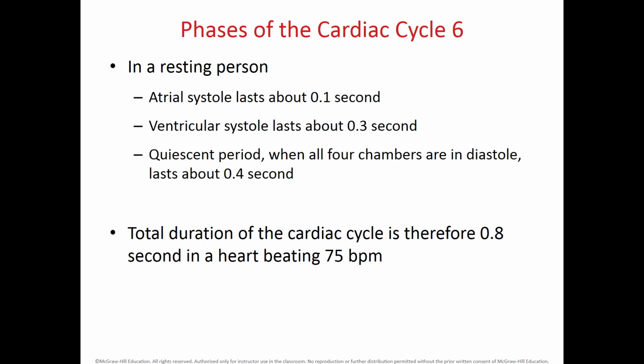Now, in a resting person, the systole of the atria will last 0.1 seconds, while the systole of the ventricles will last 0.3 seconds. And then you have a period that is called quiescent, in which all the chambers are in diastole and last around 0.4 seconds. So the heart spends more time in diastole or resting than in systole. And this is important because it allows the heart chambers to fill.